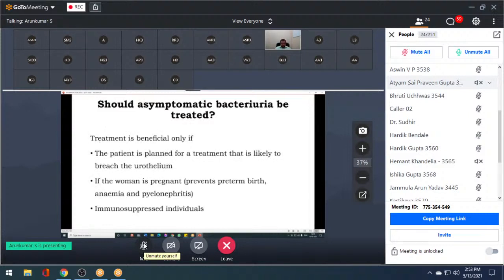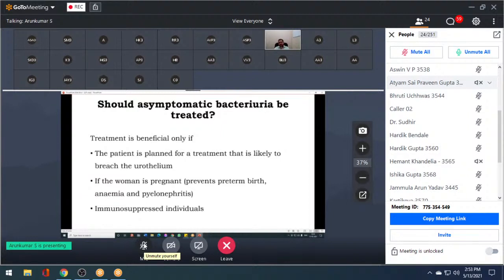So going on to the treatment, the first part would be asymptomatic UTI. Asymptomatic UTI should be treated only if it happens in a pregnant female, because asymptomatic UTI increases the risk of preterm birth, increases the risk of pyelonephritis and birth-related complications in a pregnant female.